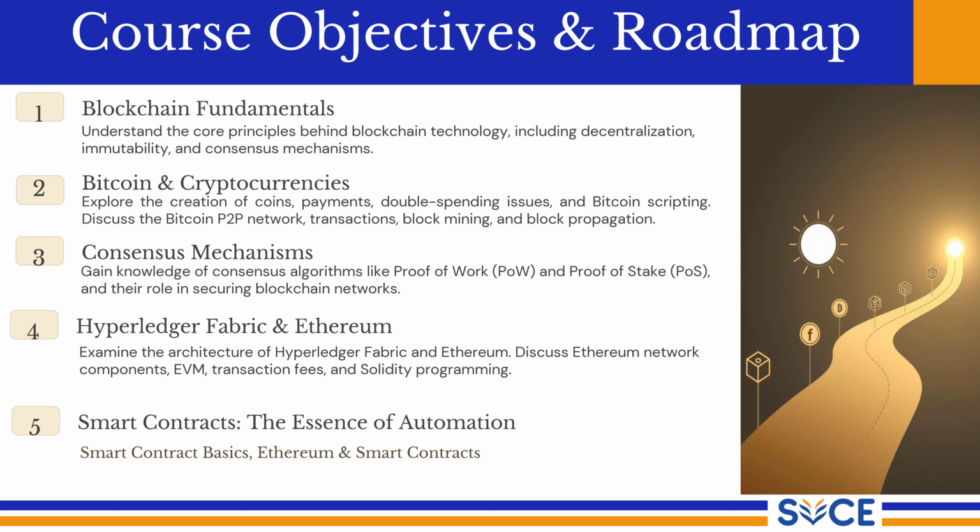The first course objective is understanding blockchain fundamentals. First, let's get familiar with the basics of blockchain. So blockchain is a decentralized and tamper-proof ledger that records transactions in a structured way. Each transaction is grouped into a block, and these blocks are linked together in a chain. This structure ensures that past records cannot be altered without affecting the entire chain, making blockchain highly secure and trustworthy.